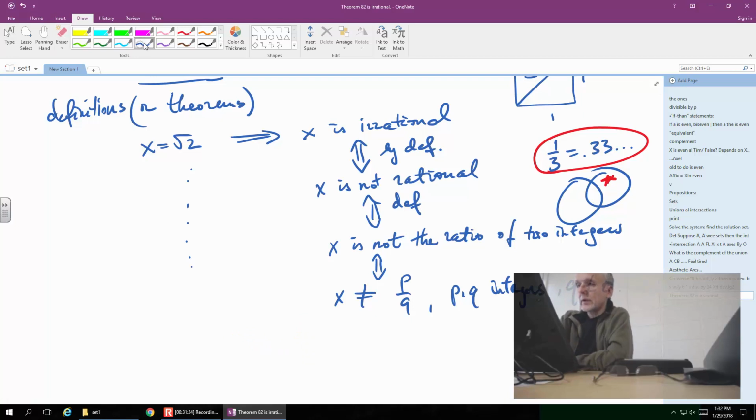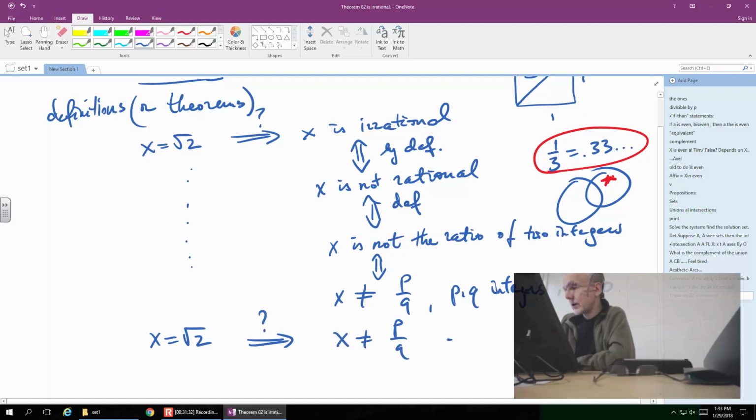Let me start over here. x is equal to the square root of 2. I want to demonstrate that x is not equal to p over q, where p and q are integers and q is not equal to 0. Okay, so that is one of those proofs that are proving the negative, right? So how do you prove it, practically speaking?